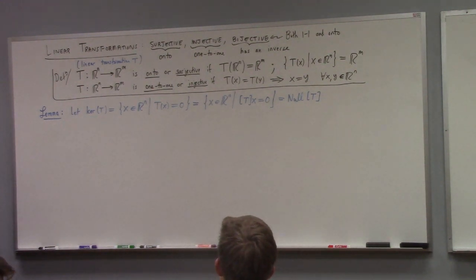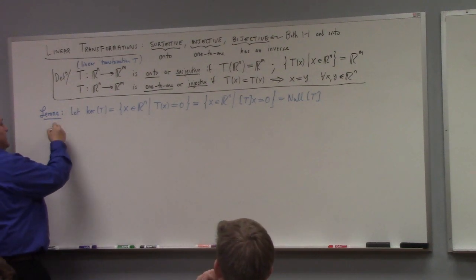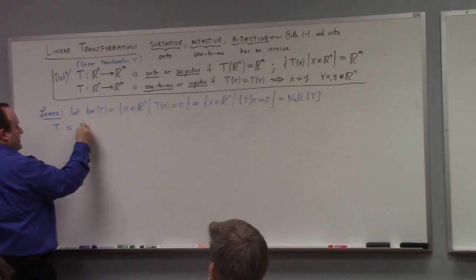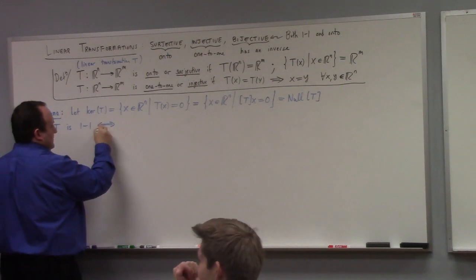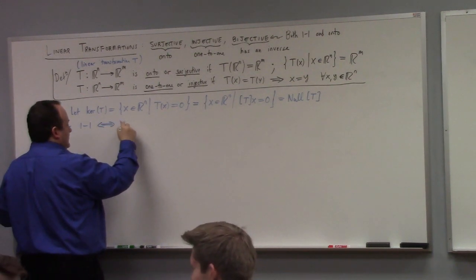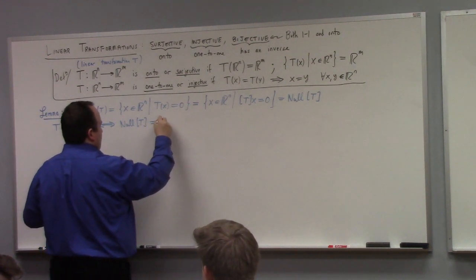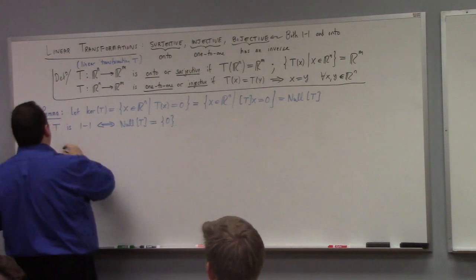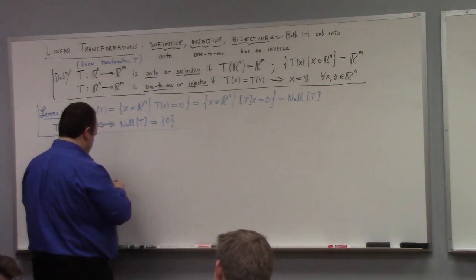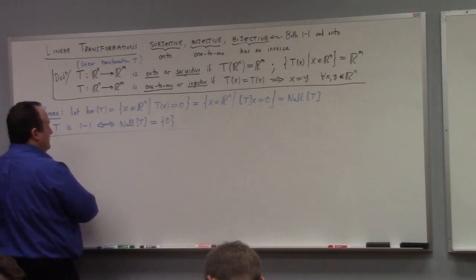There's that. But that's not the lemma. The lemma is actually this. T is 1 to 1 only if the null space of T is equal to just the set containing 0. So the proof is really, really simple.